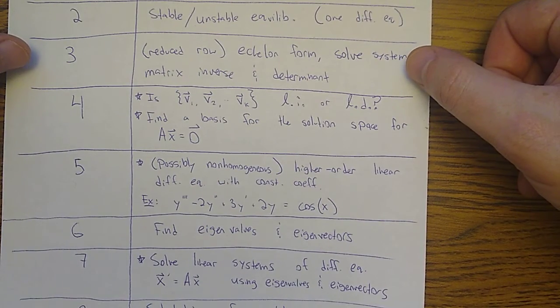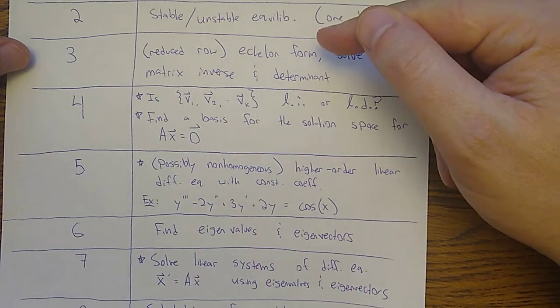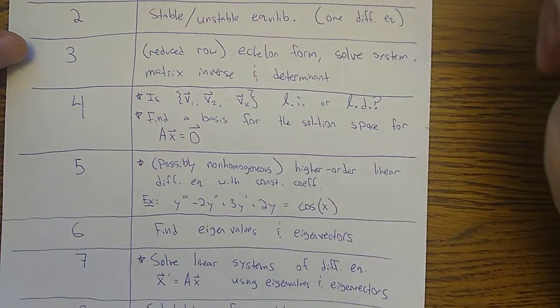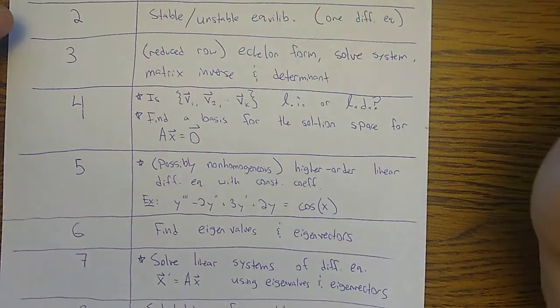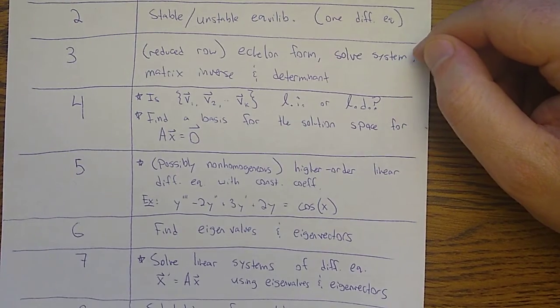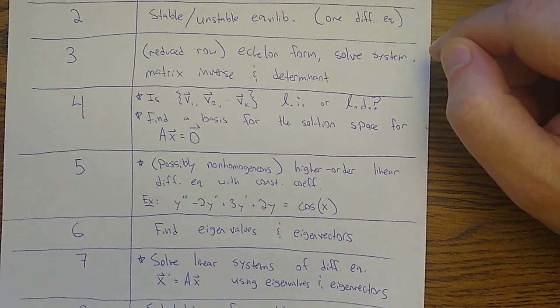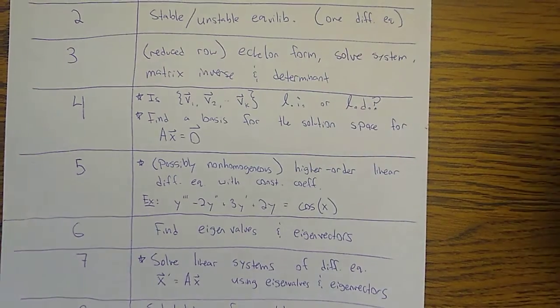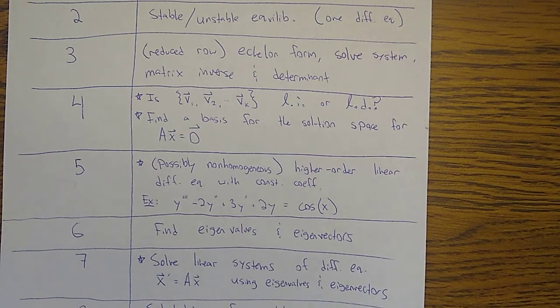Chapter 3 is important, but it's also skills that we have used repeatedly later. So for example, in Chapter 3, we learned how to put a matrix in echelon form or reduced row echelon form, if we want to go that far, to solve a system of equations. Also, that was the chapter with matrix inverses and determinants, which I did a couple of examples of yesterday.